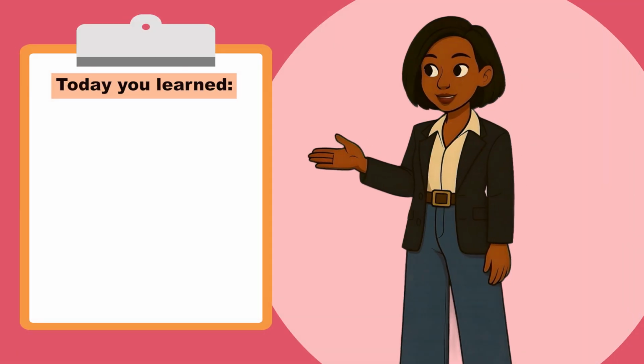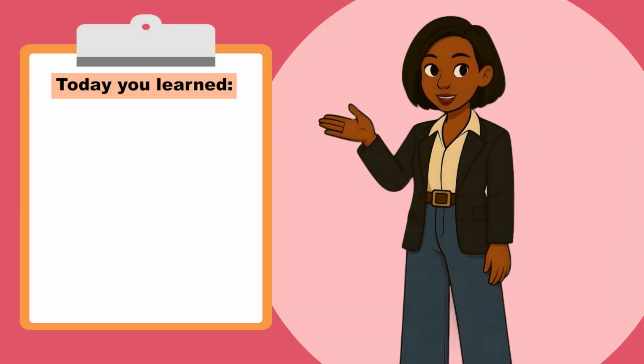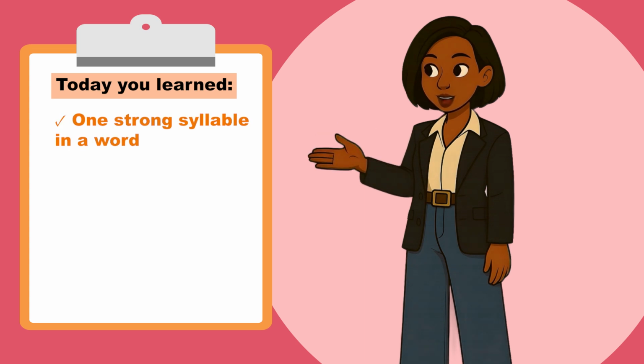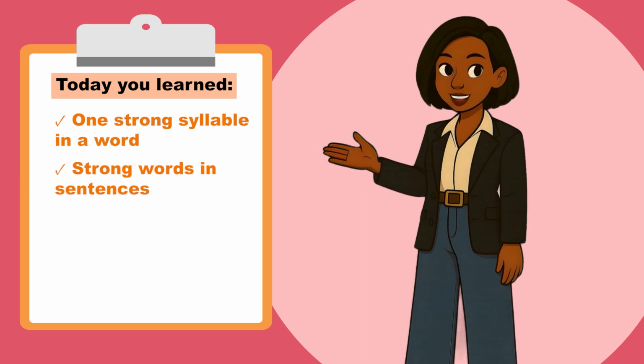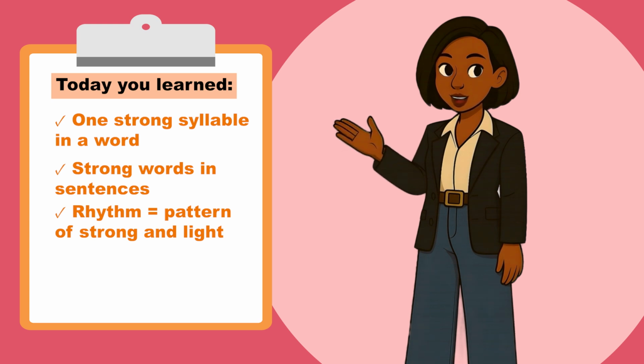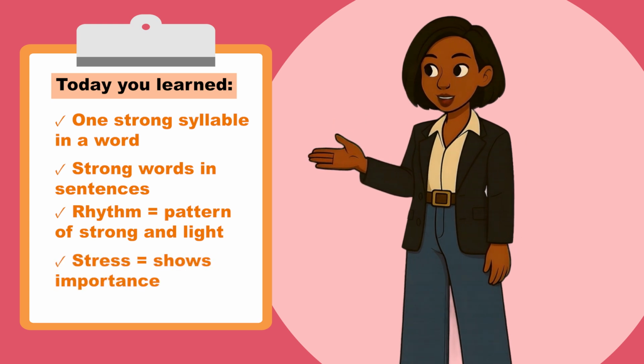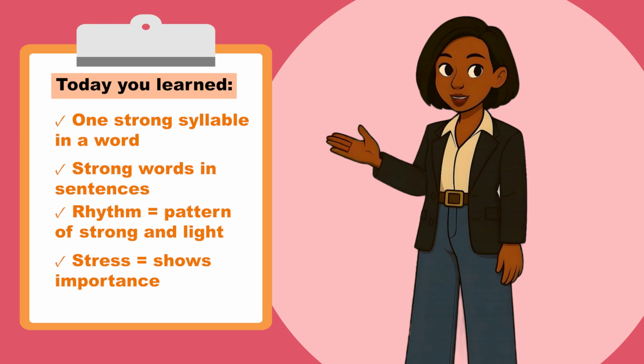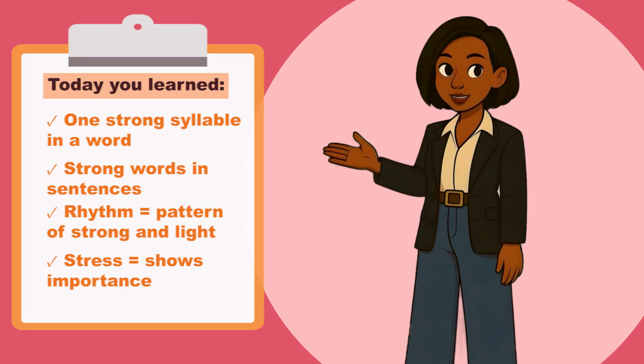Quick recap. Today we covered: every word has one strong part. Sentences have strong words. Rhythm is strong, light, strong, light. Stress shows what matters. Follow the beat for natural flow.